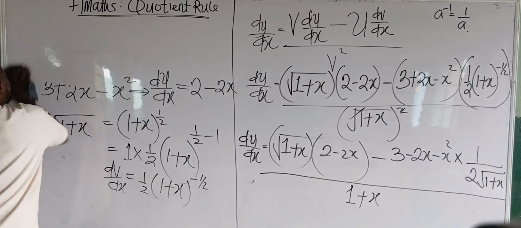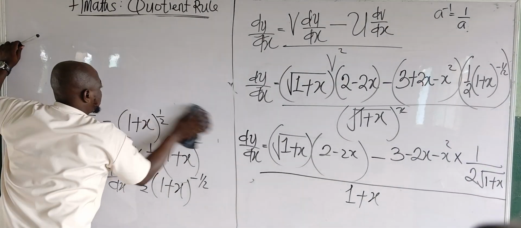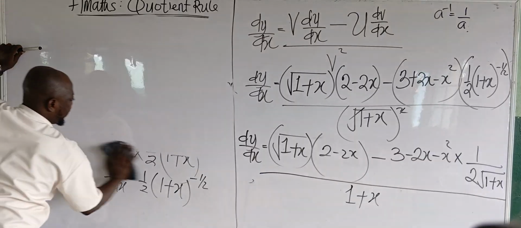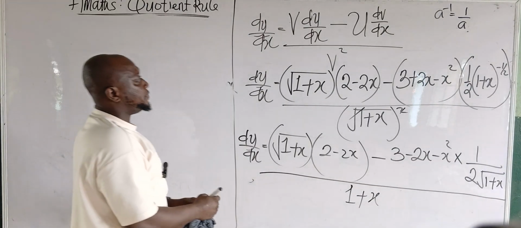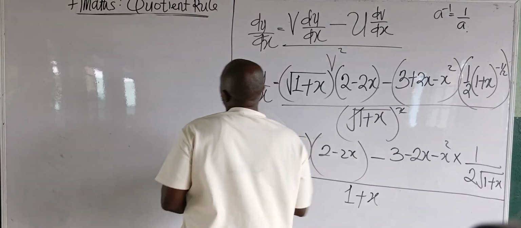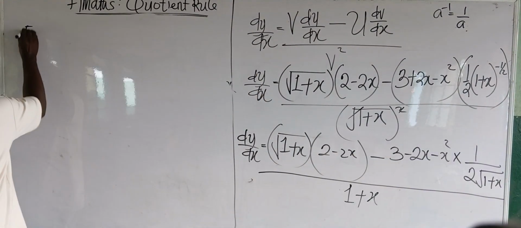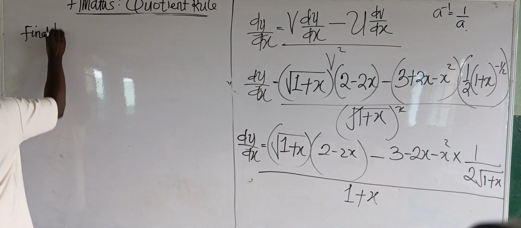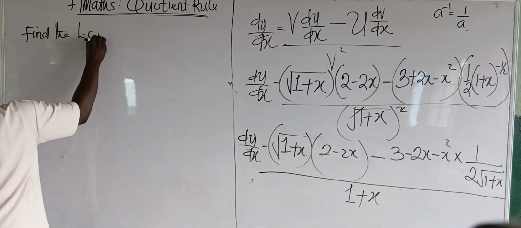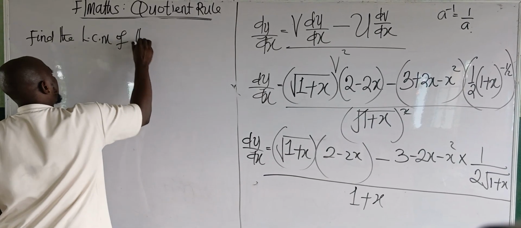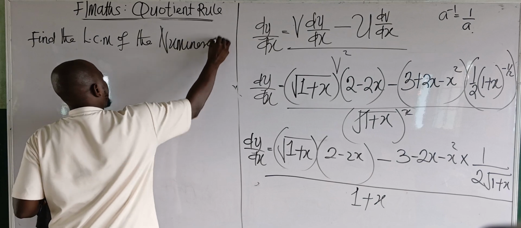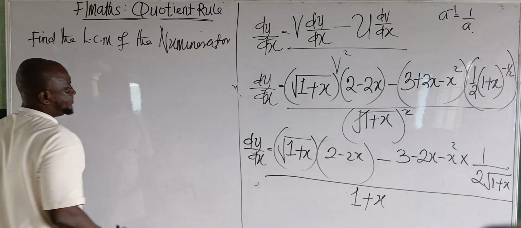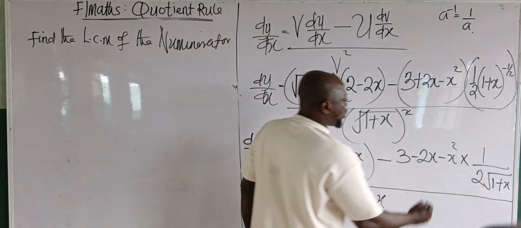Now let's go further, please. From this point, what do I know? Let's find the LCM of the numerator. Now, why are we doing so? Because of this.